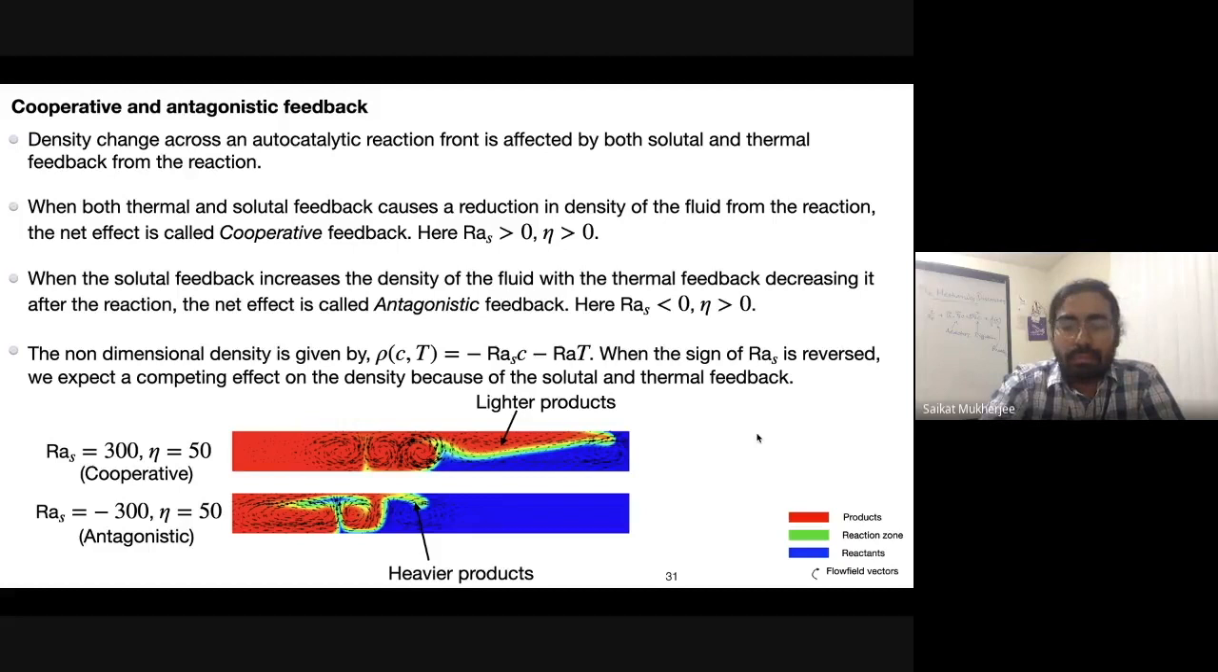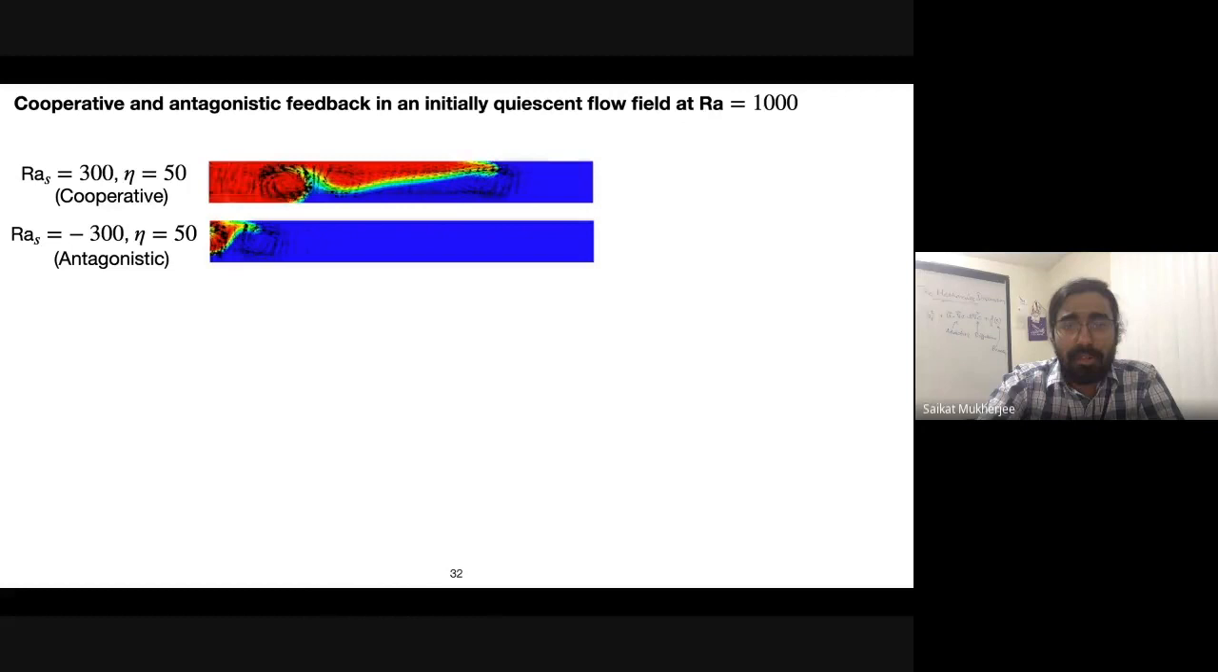We can see a couple of simulations for cooperative feedback and antagonistic feedback. For the cooperative feedback, the shape of the front is nearly steady except for some dynamics because of the heat release. Whereas for the antagonistic feedback, the situation is much more complicated, as we saw in this quick simulation, where the leading edge has a lot of dynamics.